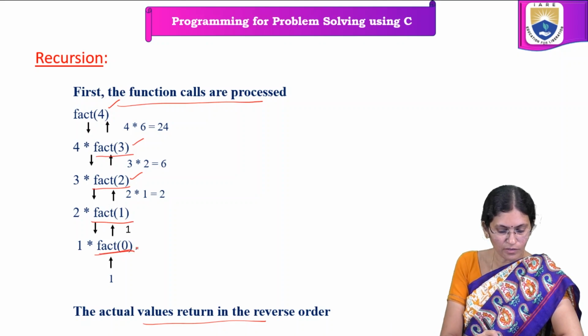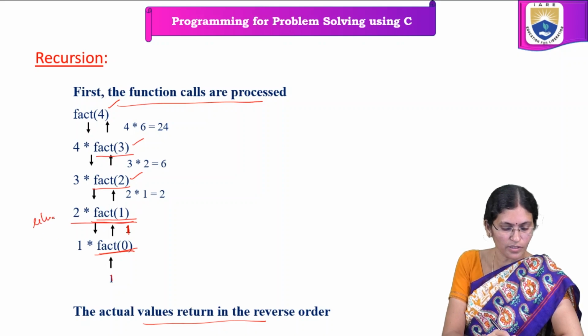So when this is called, it will return a value 1. So this 1 value is returned here. This 1 value is returned here. So this value, then after that the return value for this will return. So see the order, you can see. Now it is going in the reverse order.